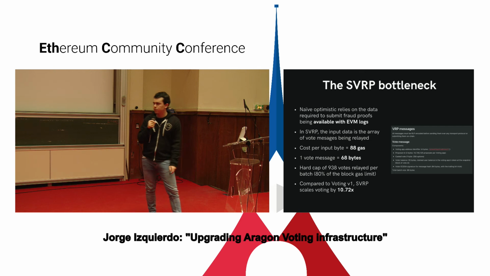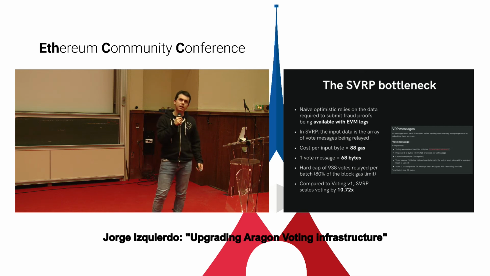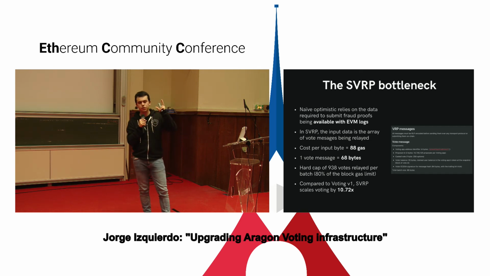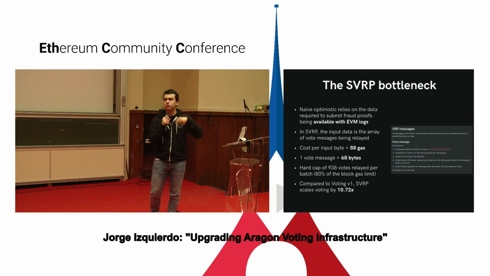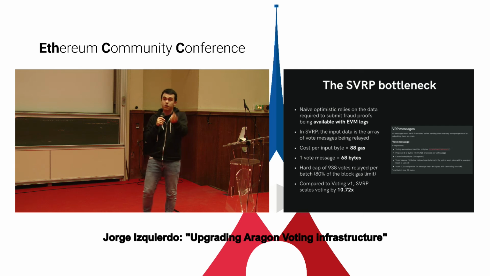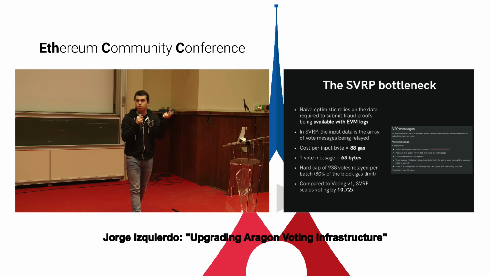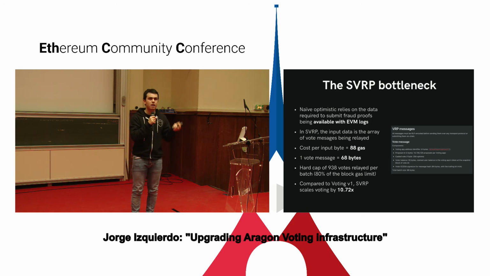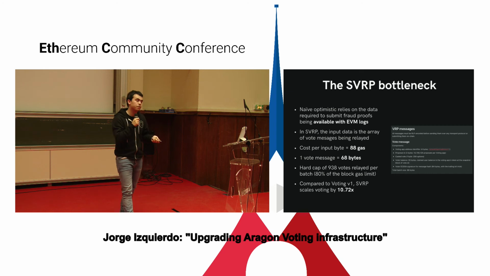The bottleneck that we found with SVRP is that the naive implementation of optimistic requires you to pass the input of the computation that is going to be optimistically executed. You have to send it to the blockchain, and basically you need to log it. This is the way that you ensure that the input data is available, because you actually need the input data to perform a fraud proof.